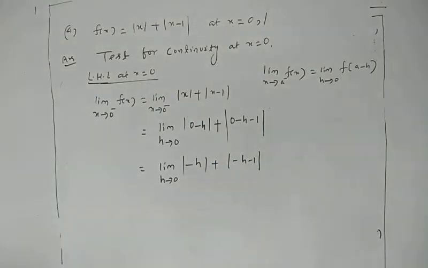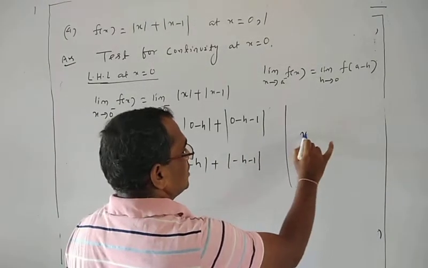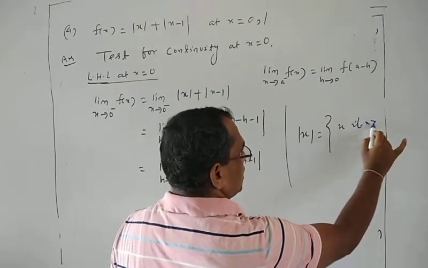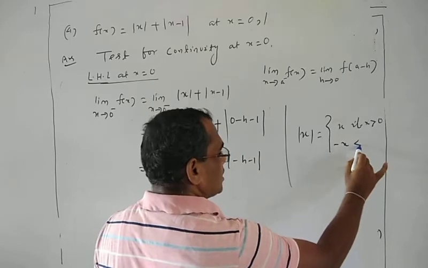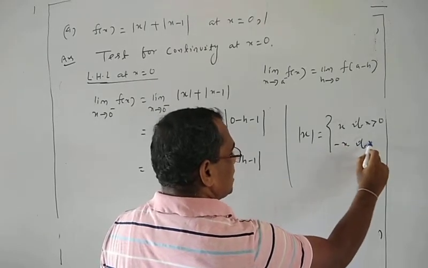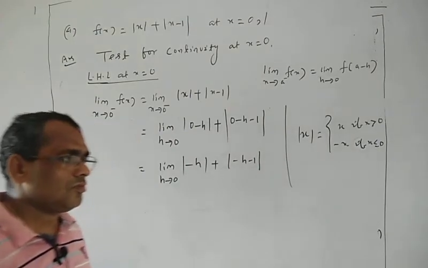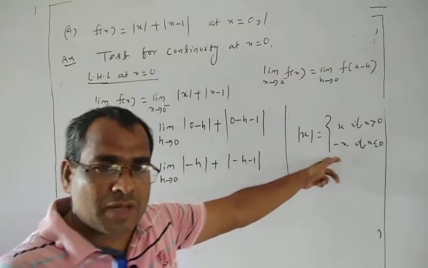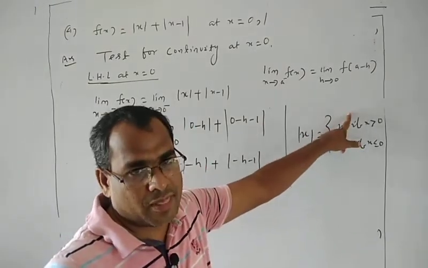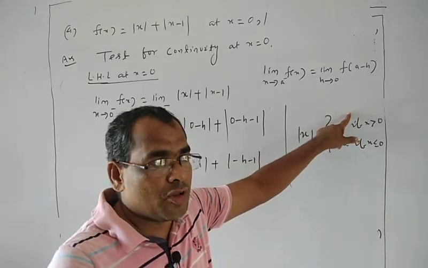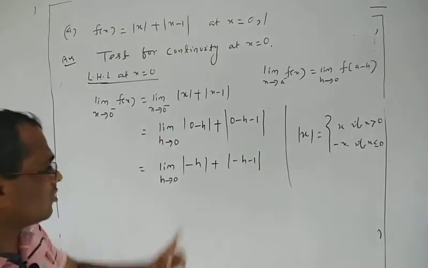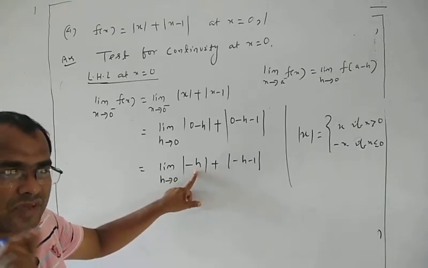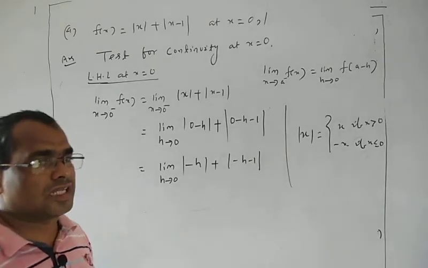You know the modulus function. Modulus function means mod x. So mod x is equal to plus x if x is greater than 0, and mod x is equal to minus x if x is less than or equal to 0. Whenever the number inside the mod is positive, the mod comes out as plus x. If the number inside the mod is negative, the mod comes out as minus x. Clearly here, inside the mod we have minus h. What is h? h is a very small positive number. Suppose we take h is equal to 0.001.